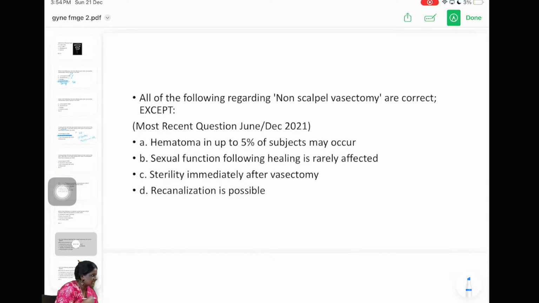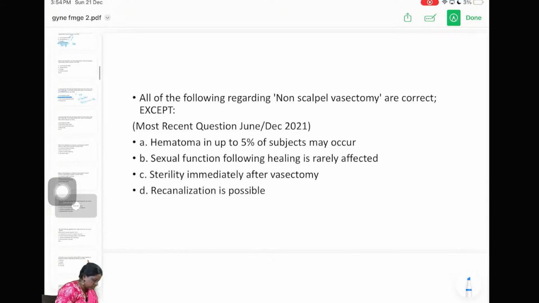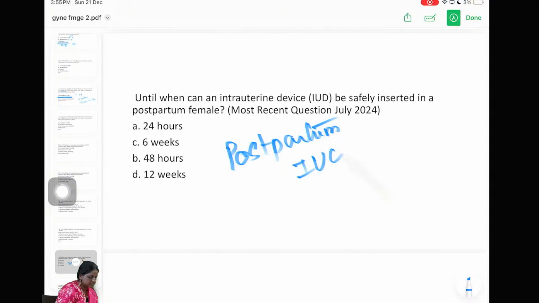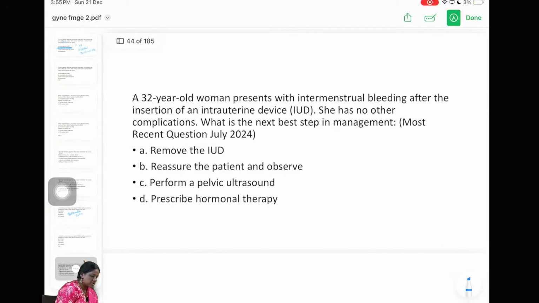Very good. Sterility, there is never sterility immediately after vasectomy. IUCD can be safely inserted in the postpartum female. How many hours later? Post plus, that is postpartum IUCD. Till how many days? 48 hours. 48 hours. Okay.